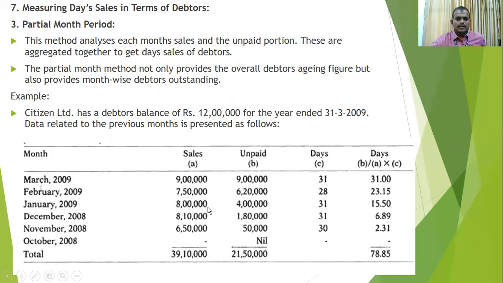In January, they made 8 lakh sales. Out of 8 lakhs, only 4 lakhs are unpaid. Means 4 lakhs were paid. So for these 4 lakhs we have to calculate the number of days, 15.50 days. So December 2008, they made 8 lakh 10,000. Out of that 8 lakh 10,000, only 1 lakh 80,000 is unpaid. Likewise, total sales made and total unpaid, and finally the number of days for the unpaid amount.